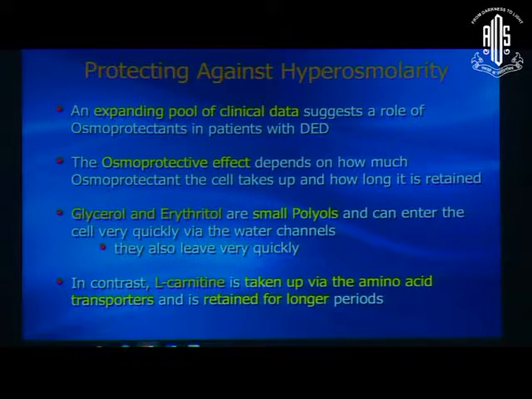and inflammation. And there's an expanding pool of data which now suggests that osmoprotective effects are extremely important, and glycerol, erythritol, and L-carnitine have now been incorporated in many of these drugs.